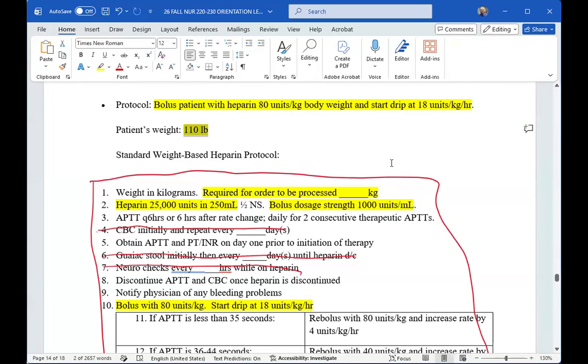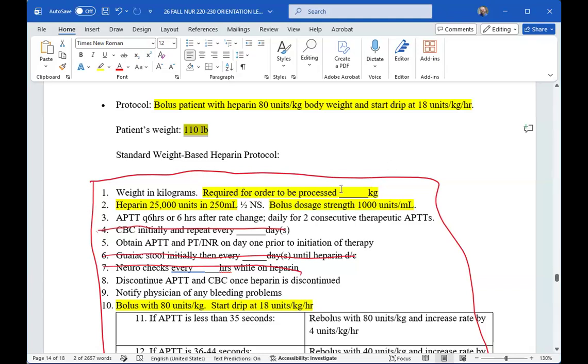So when you're practicing this, if you want to practice it after we go through it, use your weight, use a friend's weight, use your significant other's weight, make up a weight. Use a different weight when you are doing these conversions.